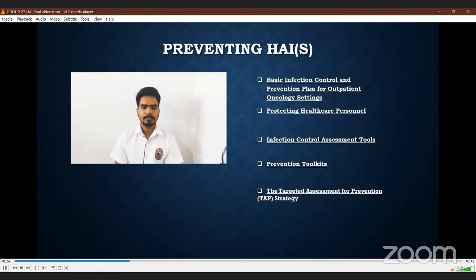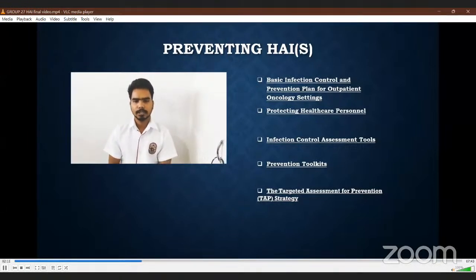Basic Infection Control and Prevention Plan for Outpatient Oncology Settings. This was developed for outpatient oncology facilities to serve as a model for a basic infection control and prevention plan. Protecting healthcare personnel. This is intended to support occupational infection prevention and control in healthcare settings and the safety of healthcare personnel, patients, visitors, and others.